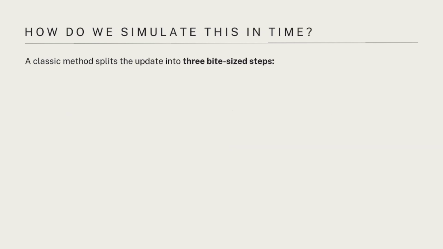Surprisingly, simulating fluid over time is not as scary as it seems. A classic method splits the update into 3 bite-sized steps. Step 1 is advection. We can interpret it as every piece of fluid moves along whatever direction it's currently going.